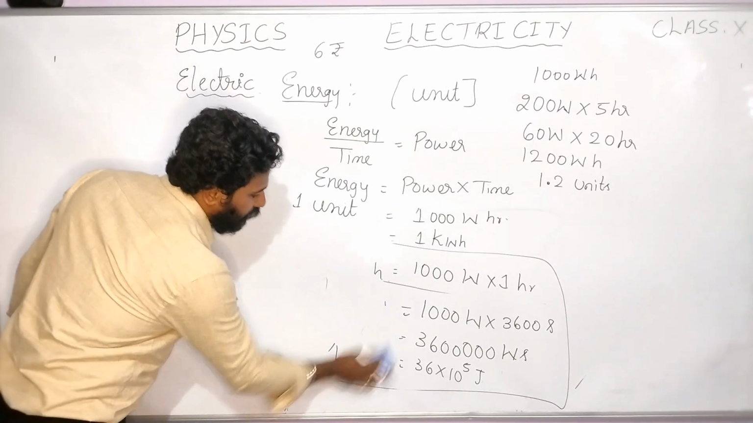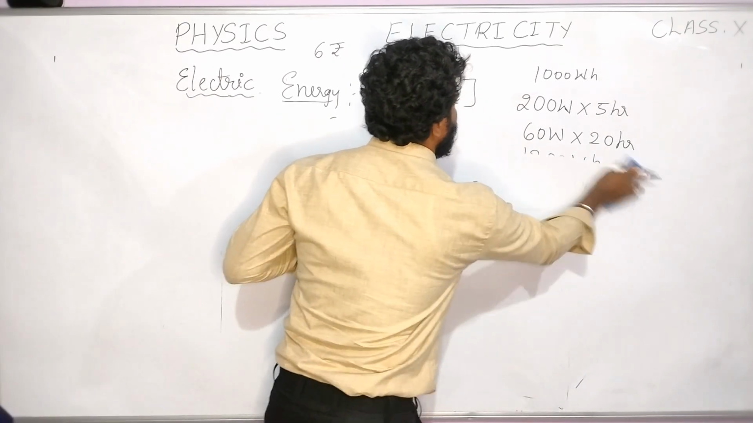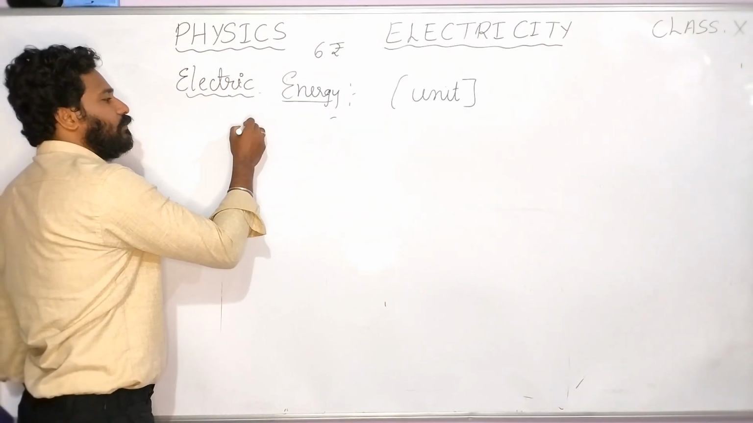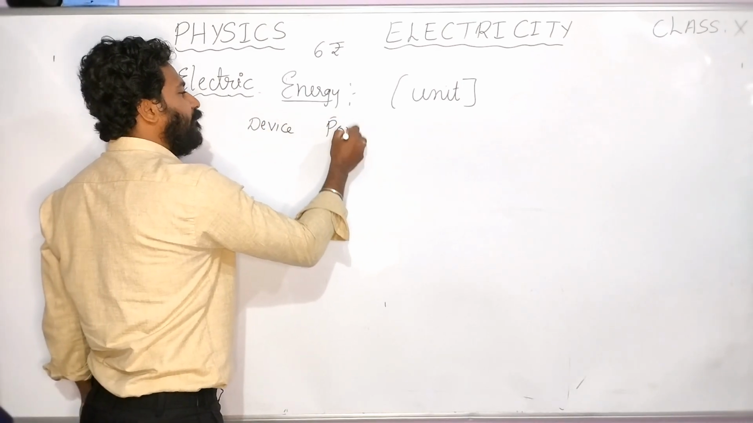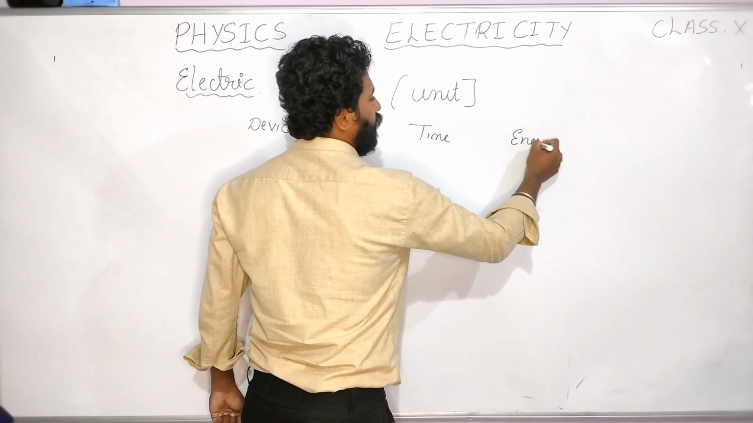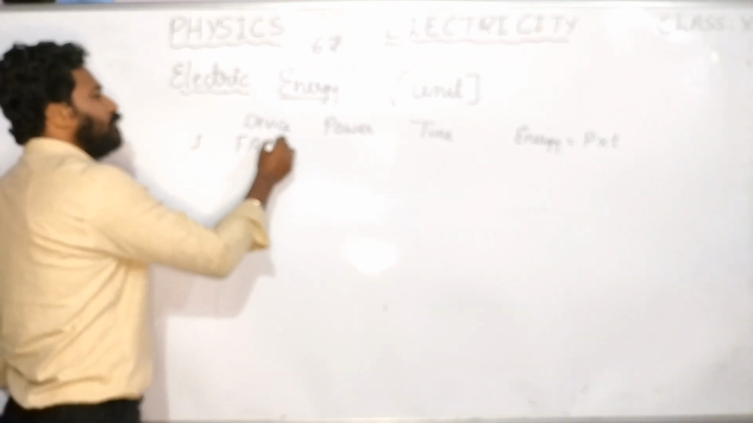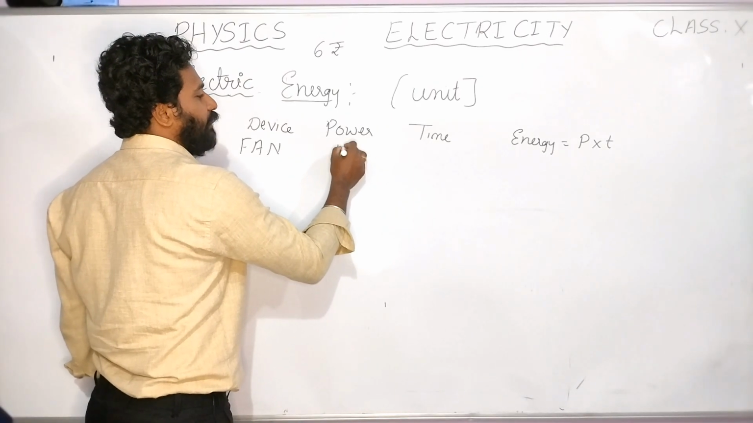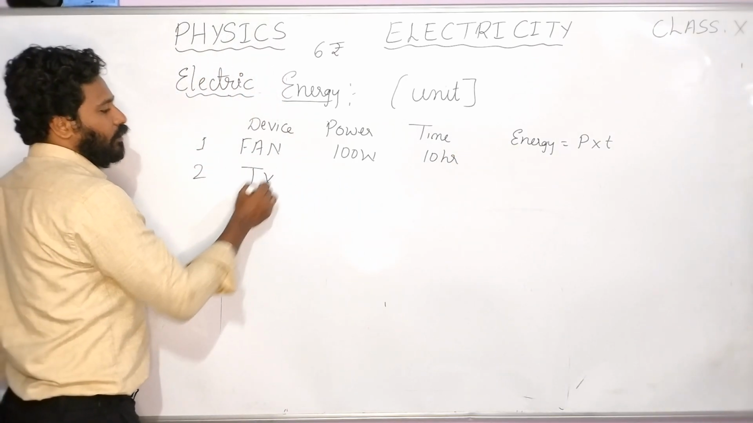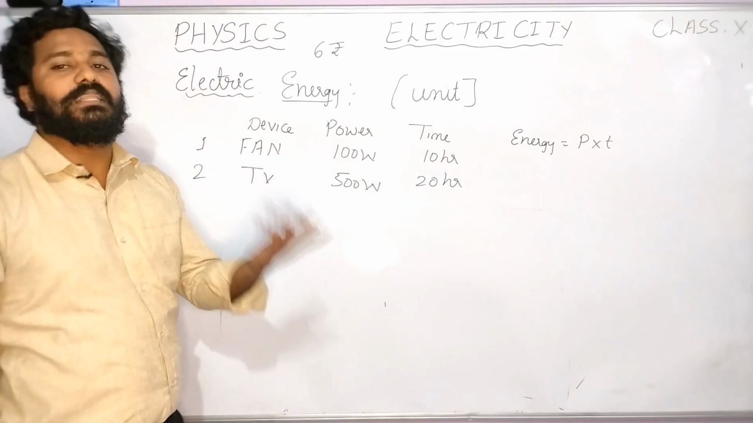Okay, so one example we can give to calculate the electric bill. Consider a fan and TV. So how to calculate the electric bill on this? We will write device, power, time, and energy. Energy is equal to power into time. Consider a device, for example, fan of 100 watt used for 10 hour. Next, TV of 500 watt used for 20 hour. Calculate the electric bill for the month if they ask you.